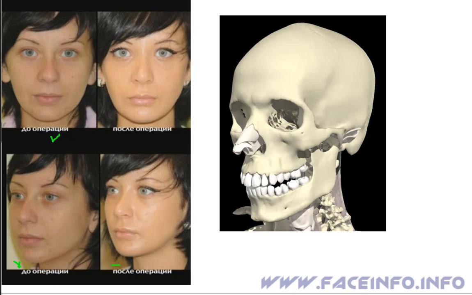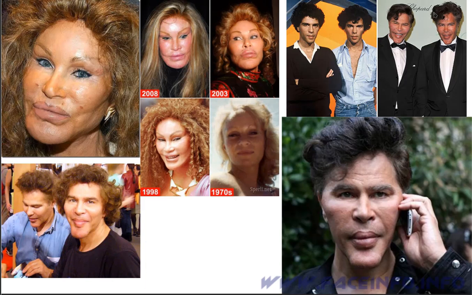So, of course, there are some cases when people go astray and set superfluous jaw implants, which are absolutely excessive from the logical point of view. And that's what has happened with Jocelyn Wildenstein and the Bogdanov brothers too.